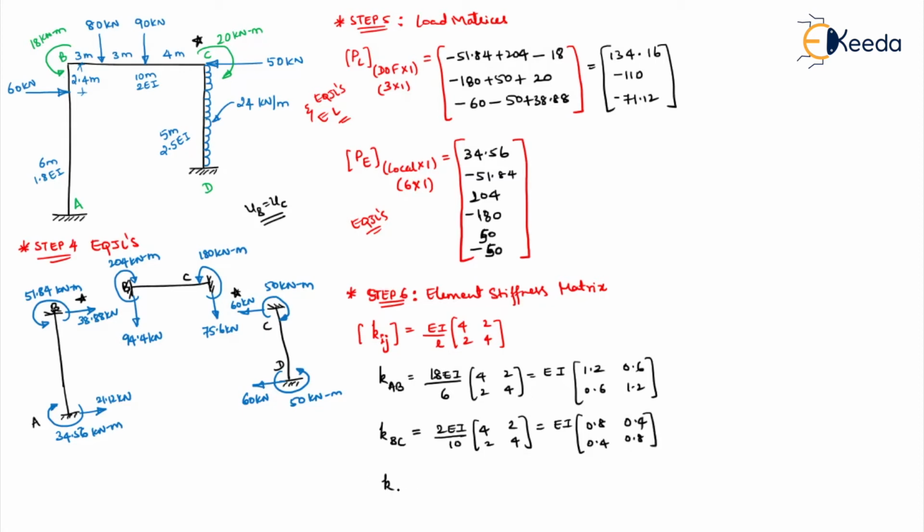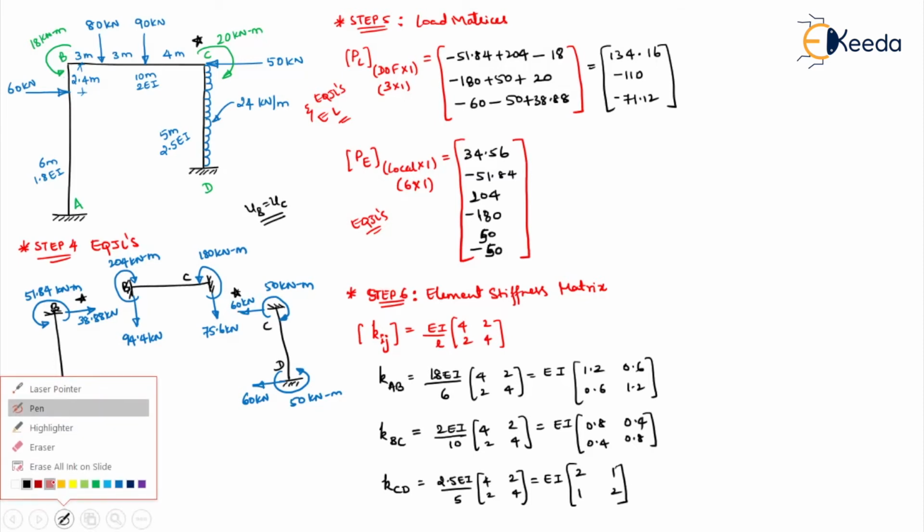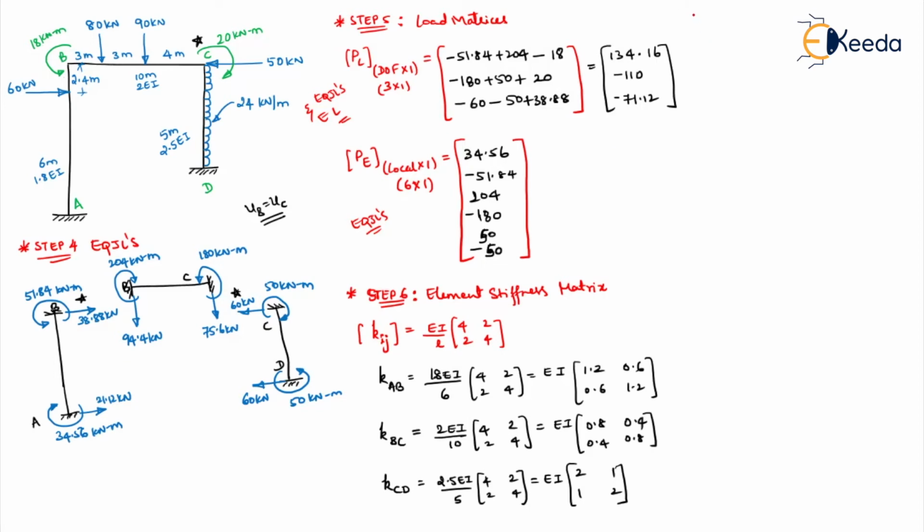Coming to the last one, KCD. That will be equal to 2.5 EI by L, L is how much? 5 here in this case. So 4, 2, 2, 4. So that will be EI into 2, 1, 1, 2. Right. So this is step 6. So once you're done with that, what you have to do? You have to do your unassembled stiffness matrix.